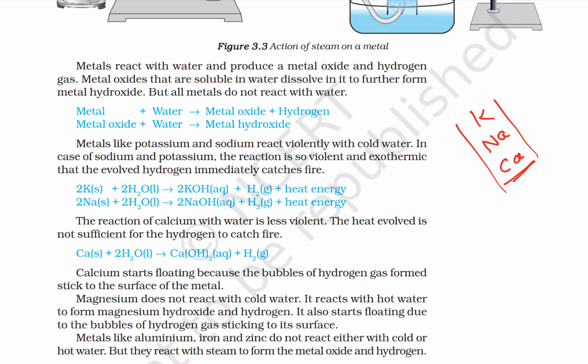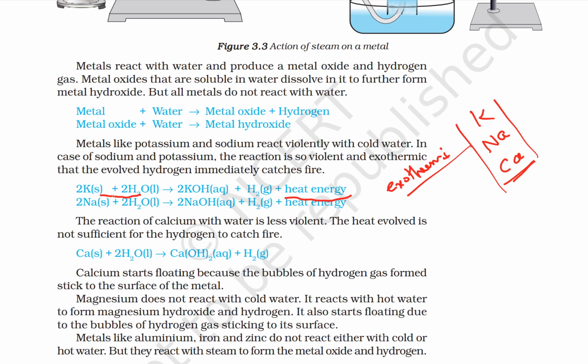They react vigorously with cold water, and after the reaction they form metal hydroxide and hydrogen gas is released. For example, when potassium reacts with water, it forms potassium hydroxide in aqueous form, and hydrogen gas is released, and at the same time it releases heat energy. So this reaction is known as an exothermic reaction. Whenever heat is produced by the reaction, we name it exothermic.